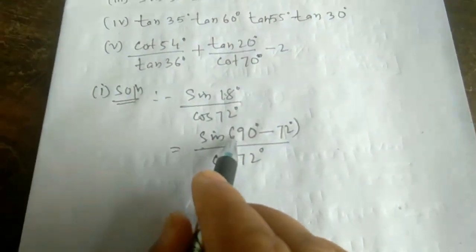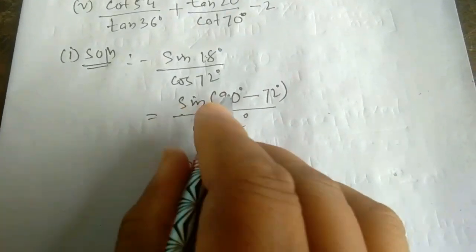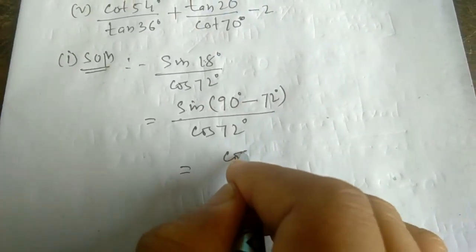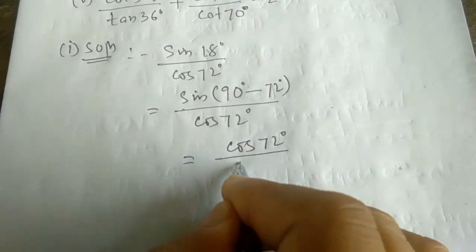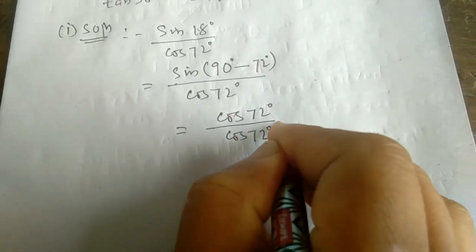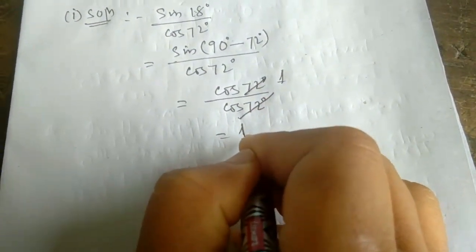Now sine 90 minus theta, theta means here 72 degree. Sine 90 minus theta equal to cos theta. Cos theta means cos 72 degree. Cancel, same, it is 1. Very simple, very easy. Okay, now solution to question number 2.